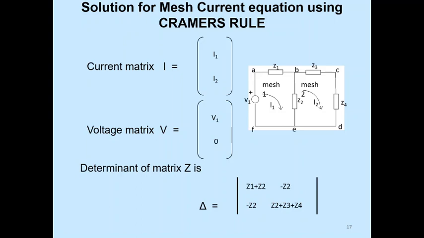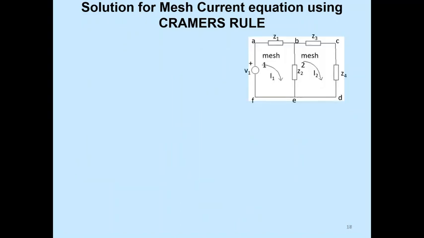So now we can write the mesh equations in a matrix form. Now we want to find the currents, that is I1 and I2. For finding I1 and I2, first we have to find the determinant of matrix Z. So the determinant of matrix Z is given here. After finding this determinant, we can find the current: I1 is equal to delta 1 by delta, where delta is the determinant, and I2 is equal to delta 2 by delta.